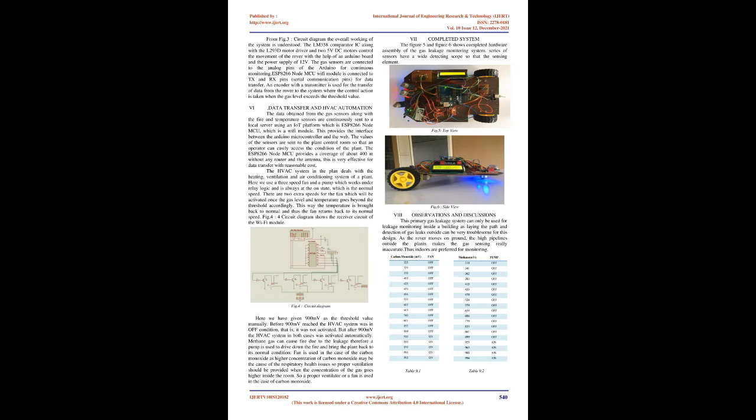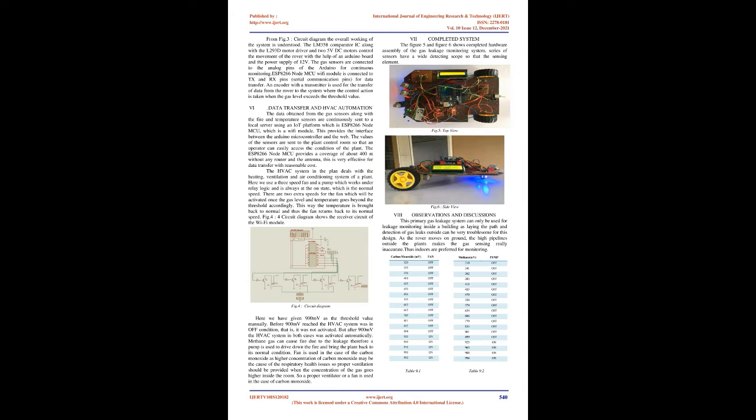The HVAC system in the plant deals with the heating, ventilation, and air conditioning system of a plant. Here we use a 3-speed fan and a pump which works under relay logic and is always in the on state, which is the normal speed. There are 2 extra speeds for the fan which will be activated once the gas level and temperature go beyond the threshold accordingly.